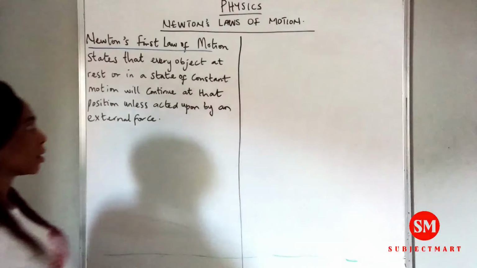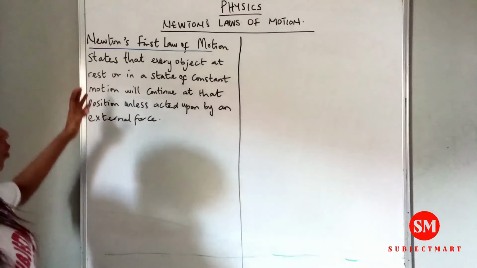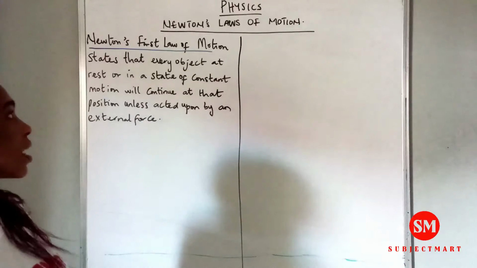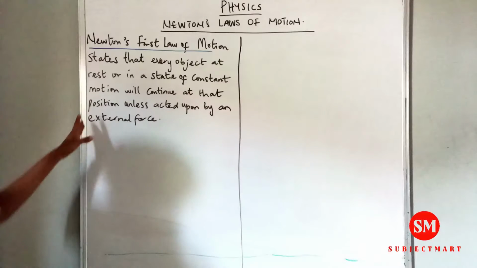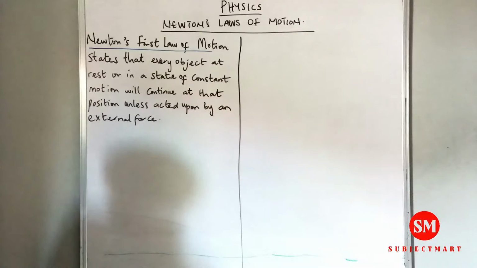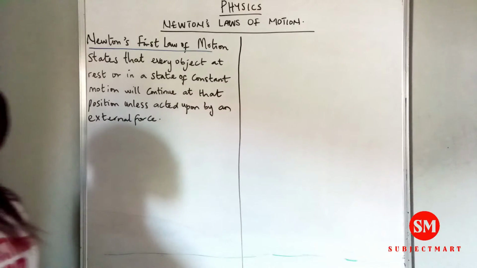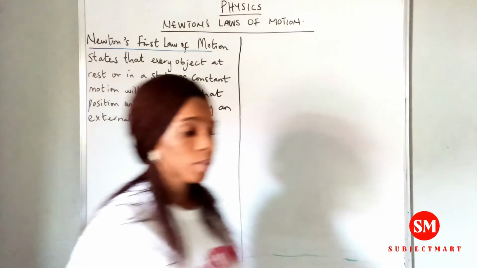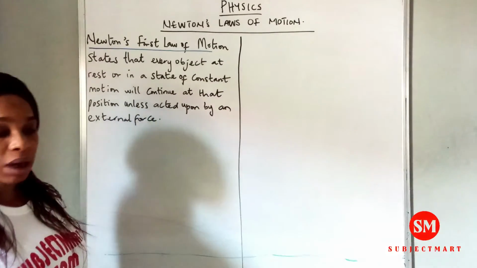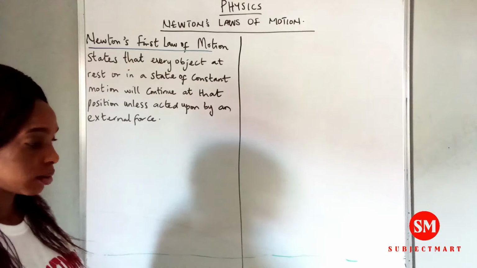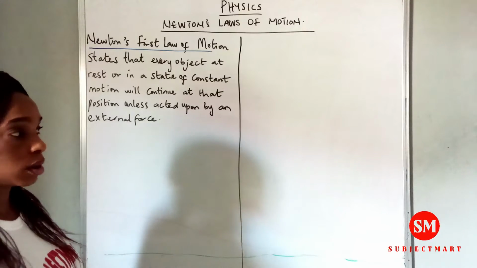Today we'll be learning about Newton's laws of motion. Newton's first law of motion states that heavy objects at rest or in a state of constant motion will continue at that position unless acted upon by an external force. What that implies is that every object will remain static except an external force acts on it.